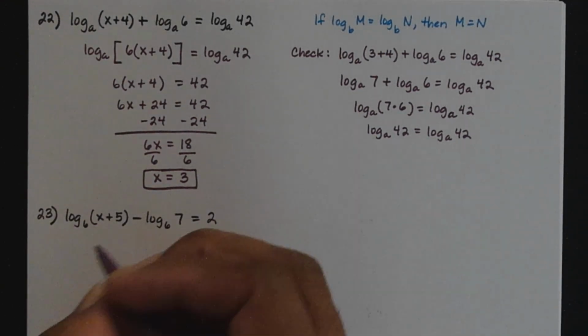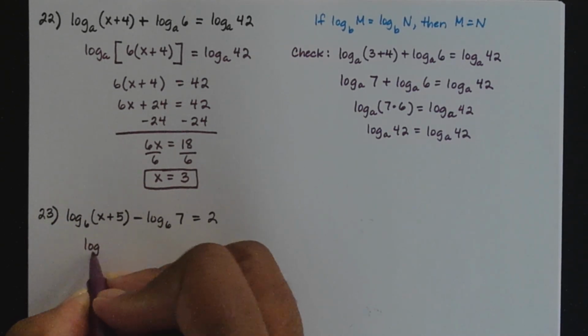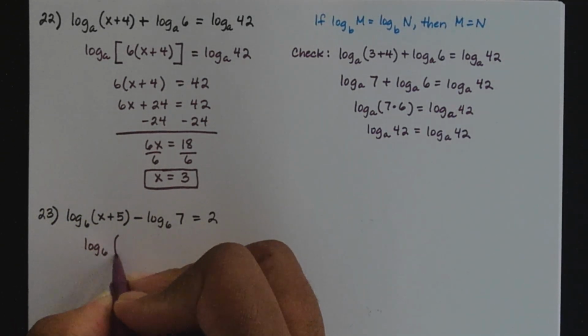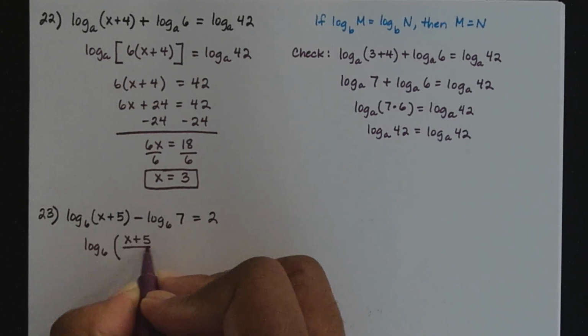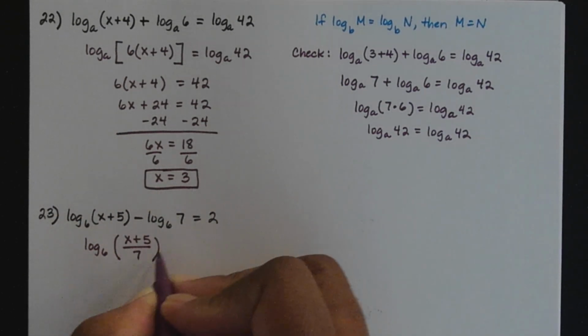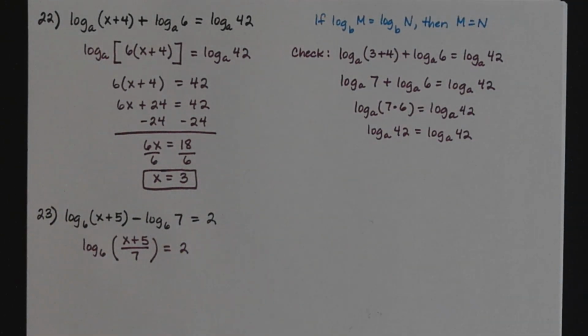Quotient. Because the difference of the individual logarithms can be written as the log of the quotient. So this will be log to the base 6 of the x plus 5 goes in the numerator and the 7 goes in the denominator. And that will be equal to 2.